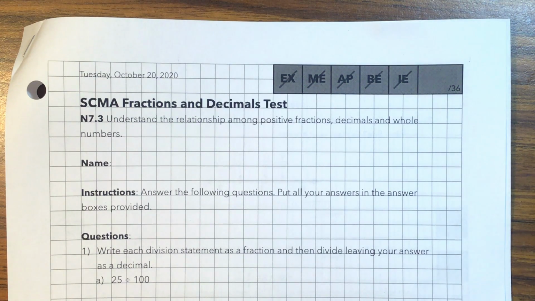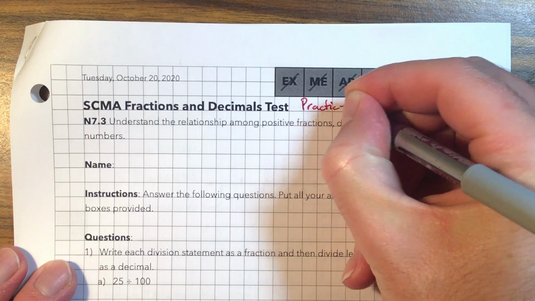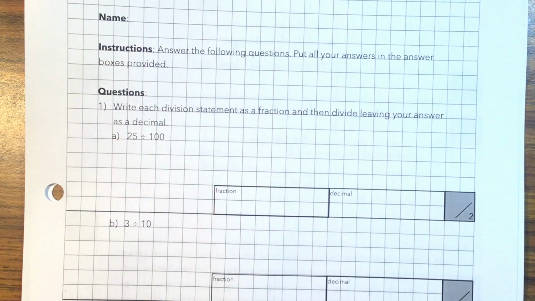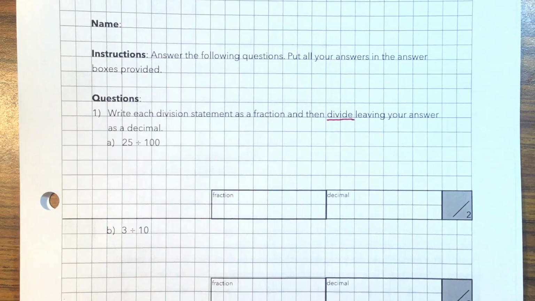Let's take a look at the answers to our N7.3 SCMA Fractions and Decimal Test practice. This is actually the practice here. All right, question number 1. Write each division statement as a fraction and then divide, leaving your answer as a decimal. Now this part is optional if you know the decimal right off.